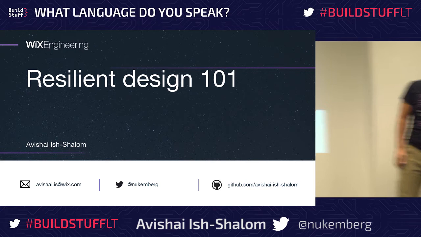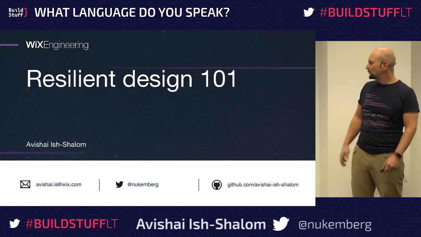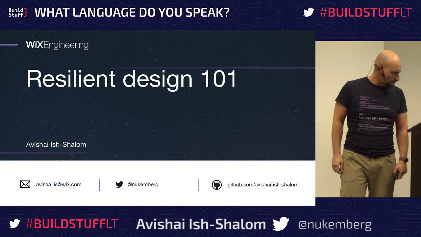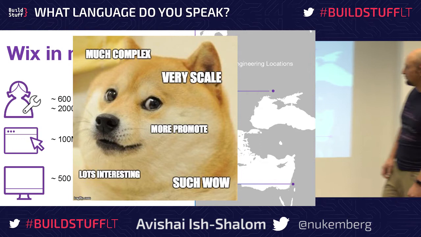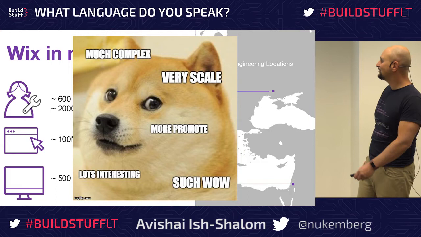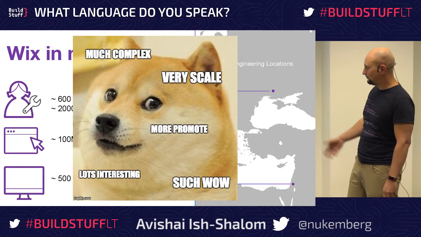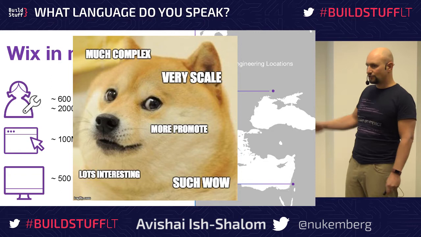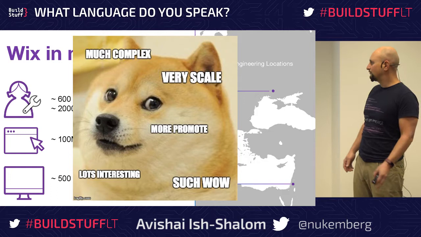So my name is Avishai, Nukenberg on Twitter. It's right here on the bottom. I work for Wix Engineering, which you probably all know. We're about 600 engineers at the moment, 2,000 employees, 100 million users. We have about 500 microservices, give or take. I don't keep exact count, but that's the overall number. We have engineering offices here in Vilnius, in Kiev, Dnipro, Tel Aviv in Israel, and Be'er Sheva also in Israel. We've got a bunch of other offices, non-engineering offices around the world.